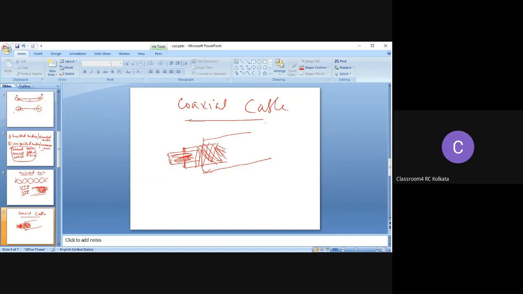Suppose an optical on a twisted pair cable, just you see my skin. My skin is visible now.